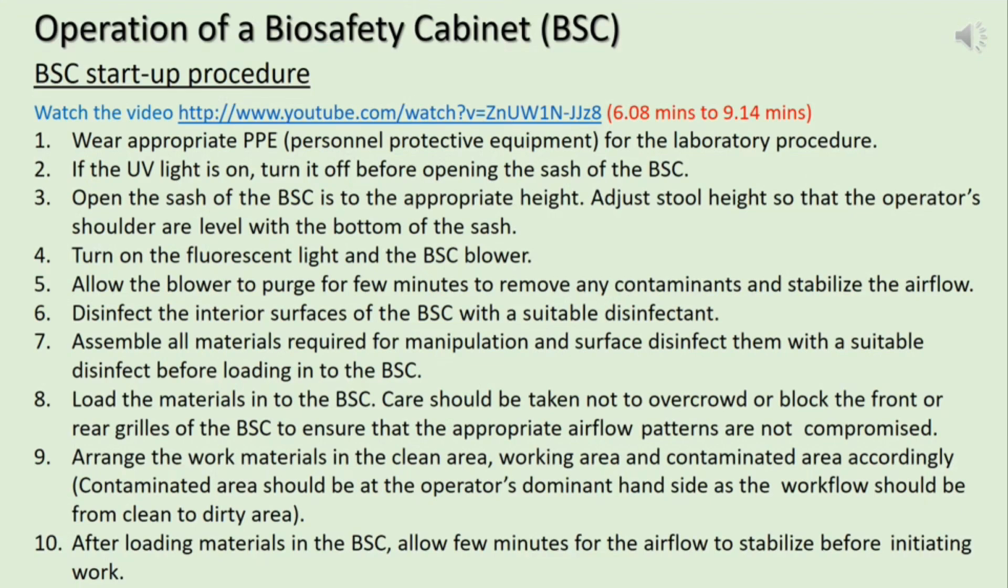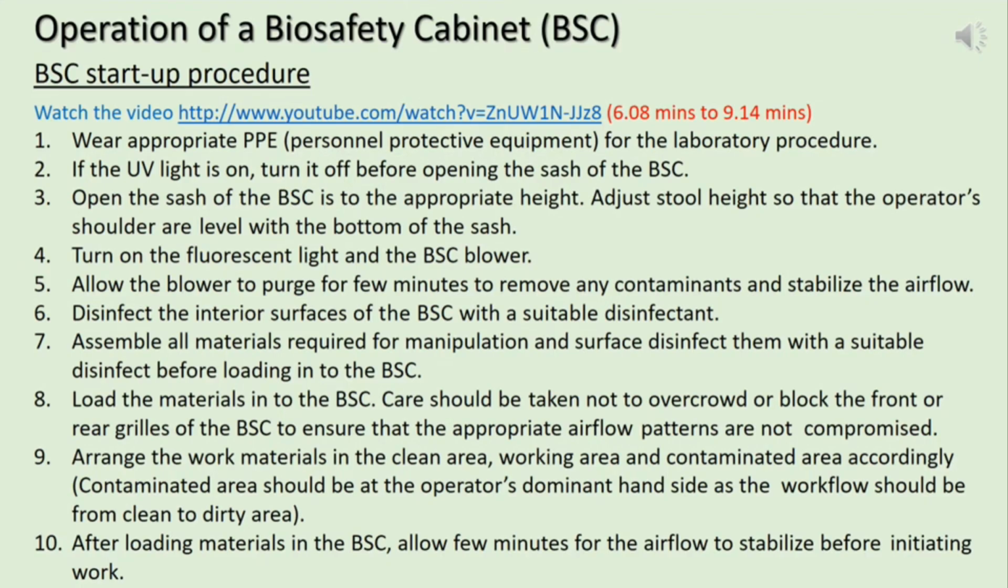You also have to take note that when you're placing materials in the BSC, you should not cover the front air grill or the rear grill, because the air circulation happens between the front grill and the rear grill. If you keep items covering these air grills, the airflow pattern is compromised. If the airflow is not happening properly, it will lead to contamination of your samples and also affect the protection of the user as well.